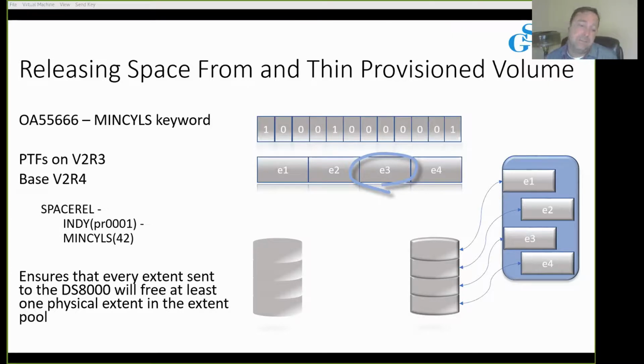So with this MINSIZE keyword of 42, and this 42 number maps to the DS8000 storage subsystem extent size. If you're using another storage vendor, there's maybe another number you would plug in here, right? But if you say MINSIZE of 42 on a DS8000, that means that every extent that we send down to release will release at least one physical chunk back to the extent pool. So if you're on a DS8000 using small extents, we would say use MINSIZE 42.